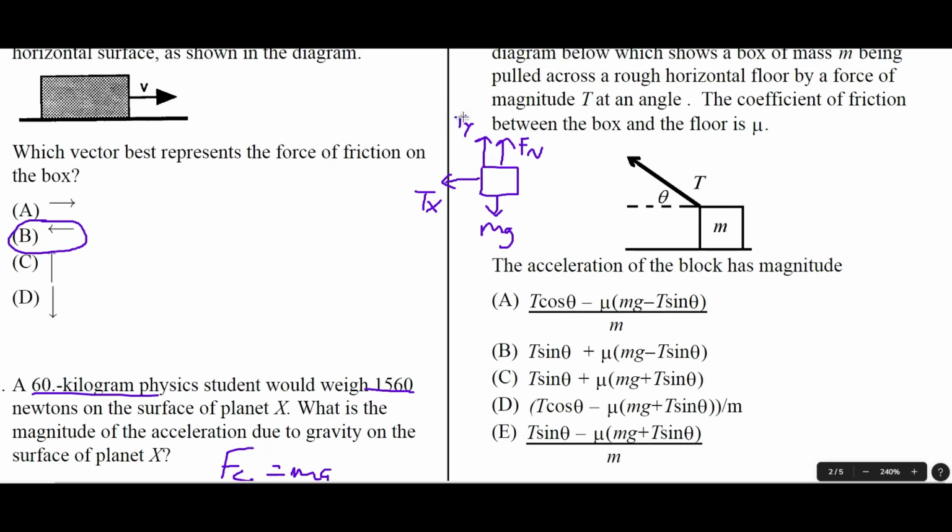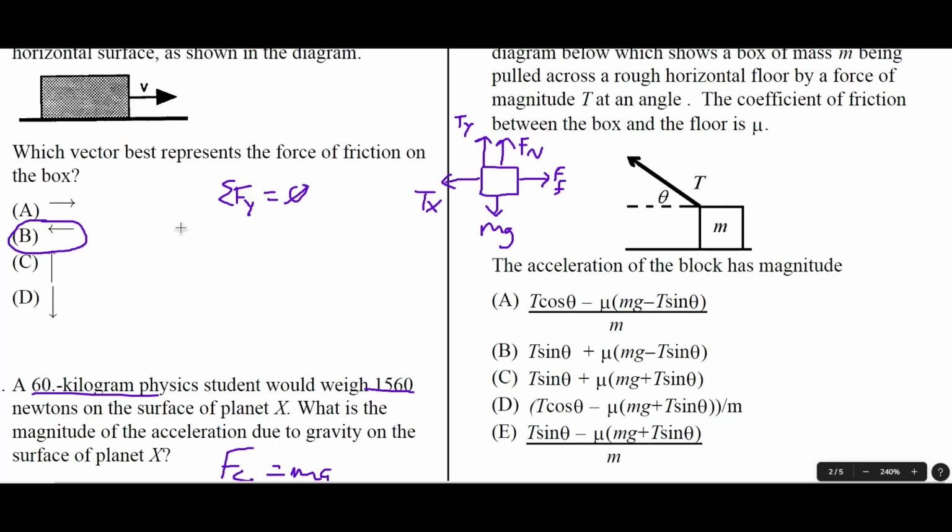I'm not going to write it in here, but we all know what these components are. This one's going to just be T sine theta, and this is going to be T cosine theta. And this one is going to be the frictional force. So they want the acceleration of the block. What I'm going to do is, that's step 1. Step 2 is going to be do my sum of the forces, and I'm going to do it for both directions. In the y direction, I know that the sum of the forces will be equal to 0.